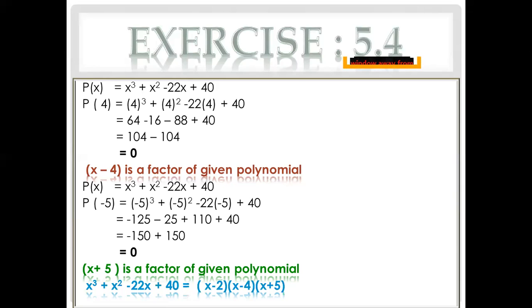When you multiply these three factors, you see that after the multiplication, x cube plus x square minus 22x plus 40 will become.